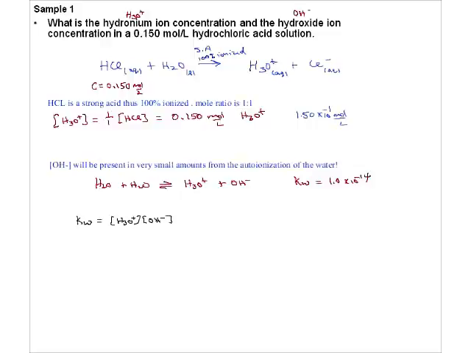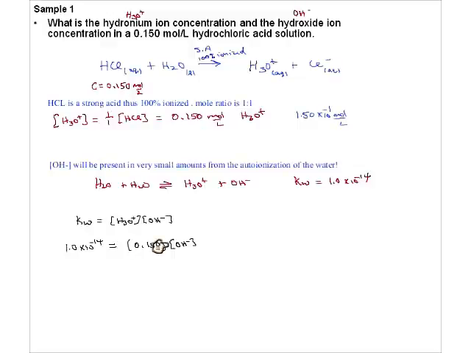We know that Kw is going to be H3O plus times OH minus. We know the Kw value here now. It's always going to be 1 times 10 to the minus 14. We now know the overwhelming amount of H3O plus. There's a significant amount of that from the hydrochloric acid, so we're going to use that great big value there, 0.15.